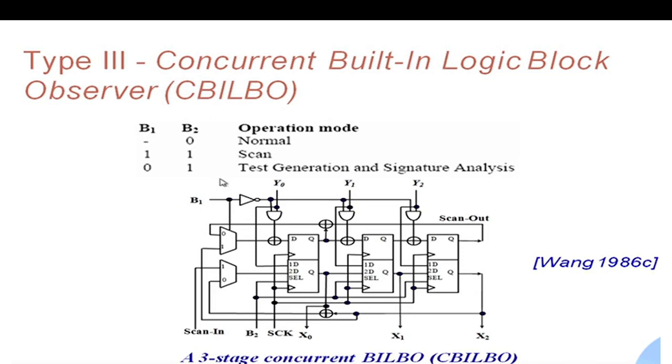Next is the concurrent built-in logic observer. Here also in a similar way, there are different operations, like 0 will be normal and 1 1 in the scan. So different B1 and B2 will give different operation modes.